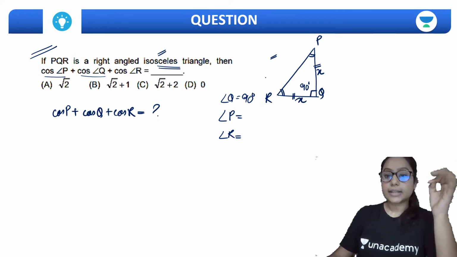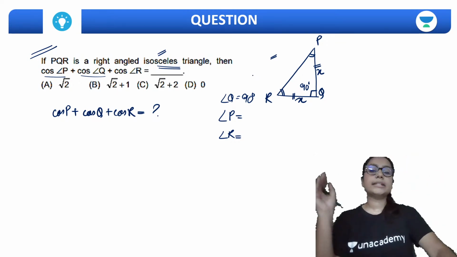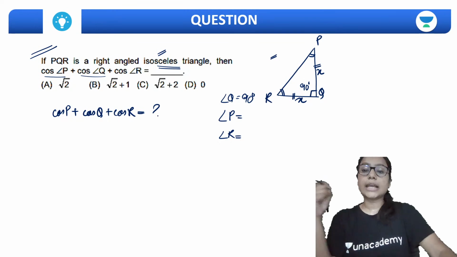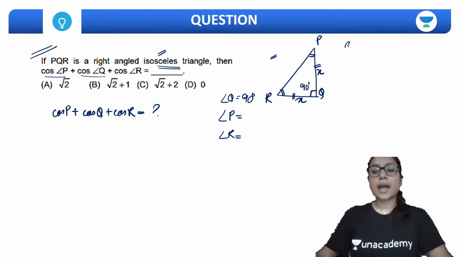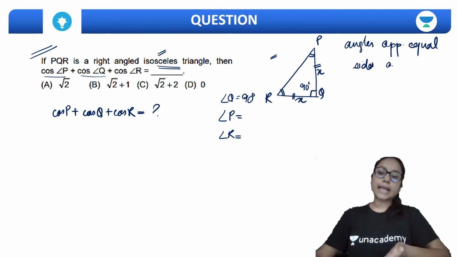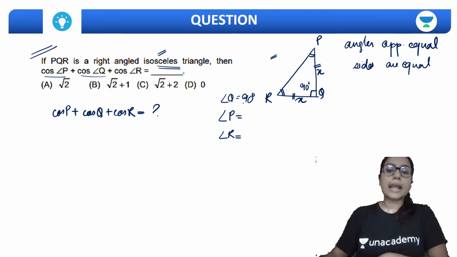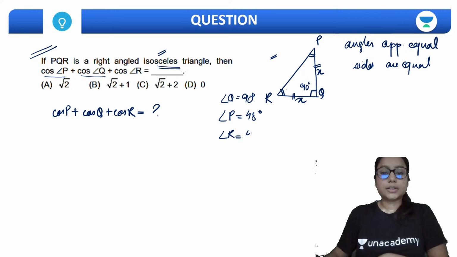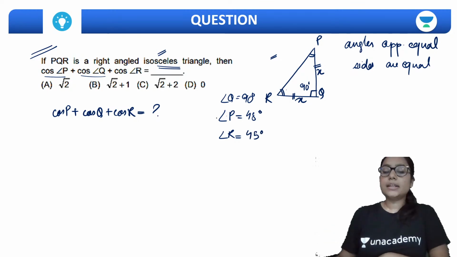Yes. Correct. Not 30-30. Okay. Sonam, 30 plus 90 is 150. I need the total as 180. Okay, so these two angles will be equal. Why? Because angles opposite equal sides are equal. Okay, so these two angles will be equal and they will be equal to 45 degrees each. Fine, correct. So if these angles are 45 degrees, find the value.